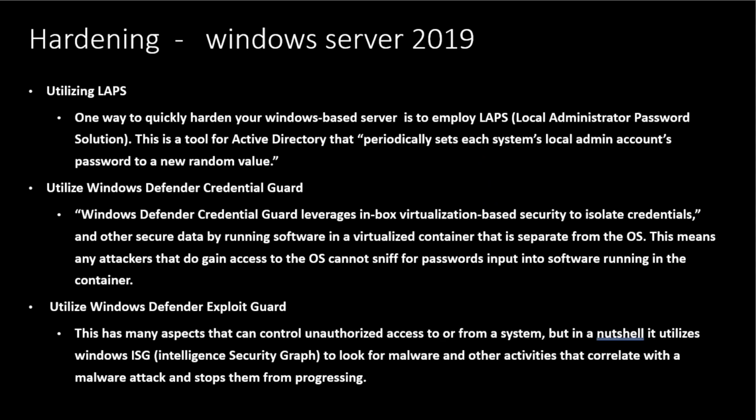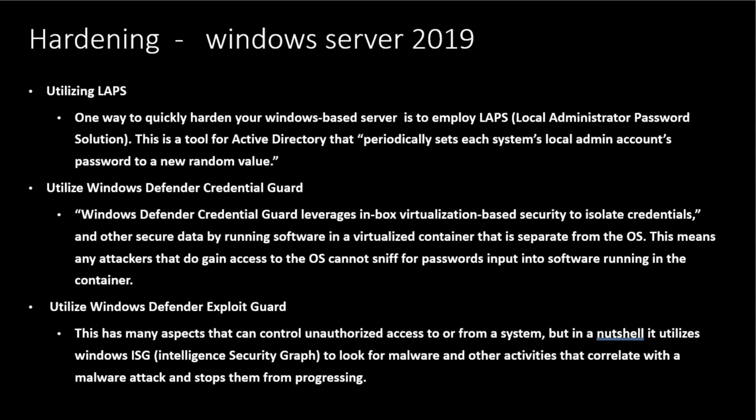Three ways we can harden Windows Server 2019 specifically. The first way is utilizing LAPS. One way we can quickly harden our Windows-based server is to employ LAPS, or Local Administrator Password Solution. This is a tool for Active Directory that periodically sets each system's local admin account password to a new random value, and it'll store them in the registry. This could be accessed with the PowerShell via specific accounts that would have access to that and set up in LAPS.